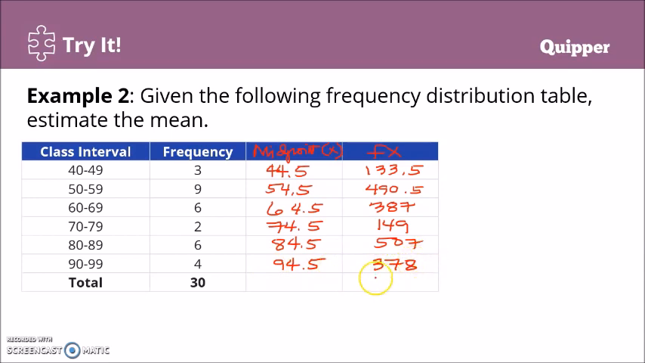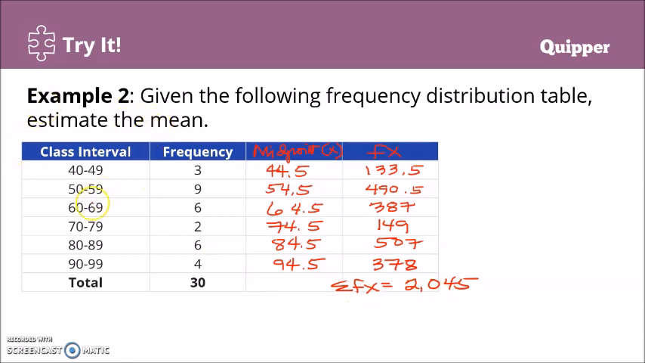Then, i-multiply lang natin sa frequency na 4, okay, times 4, that's 378. Next, yung kailangan natin ay ang total ng fx. So, summation of fx. Okay? So, i-add lang natin lahat yan. So, that's 378, yung last natin kanina, plus 507, plus 149, plus 387, plus 490.5, plus 133.5 equals 2045. Okay? That's the summation of fx.